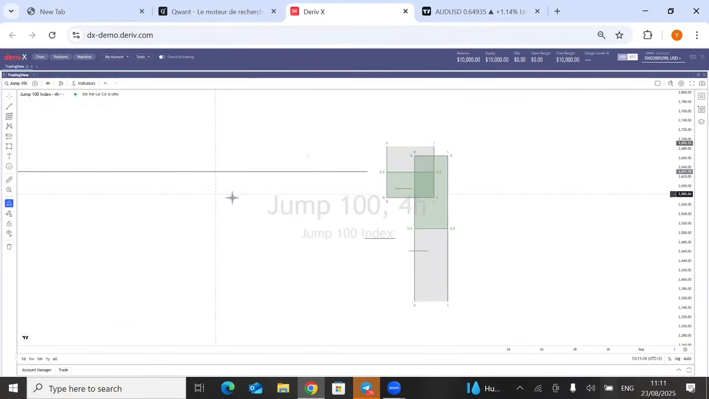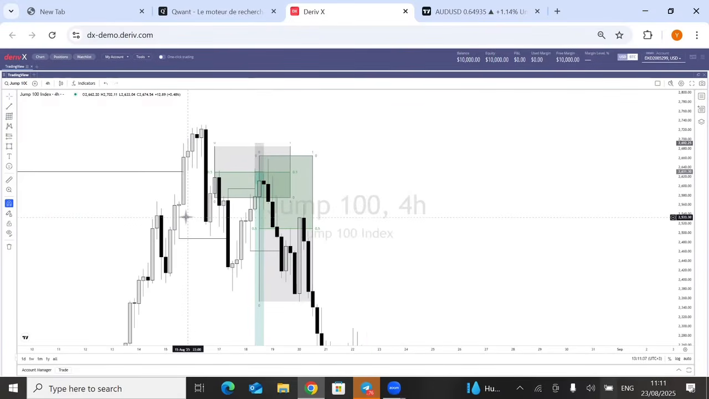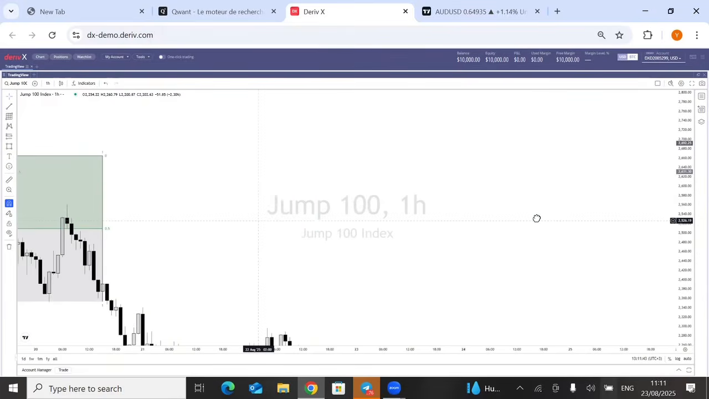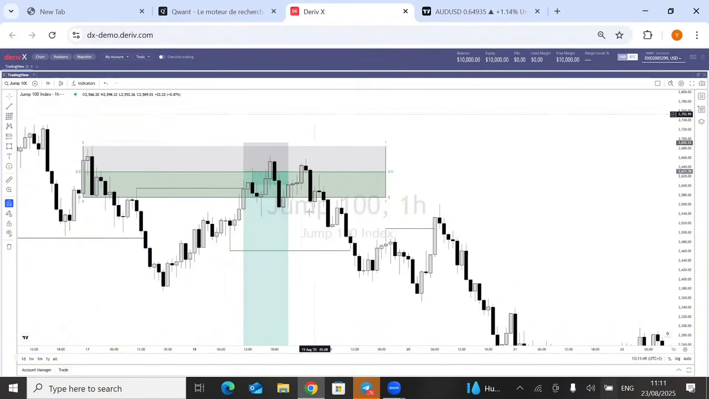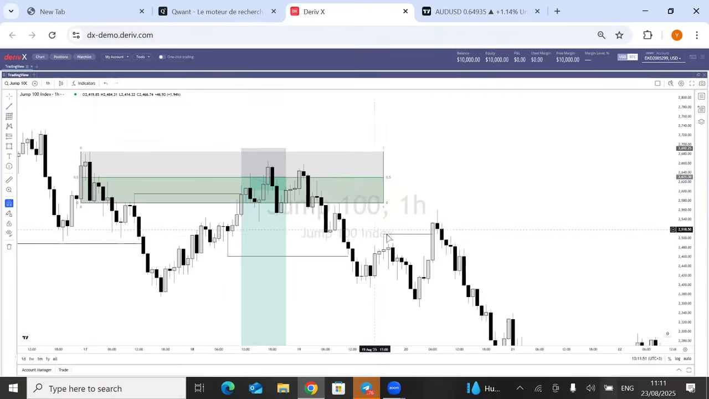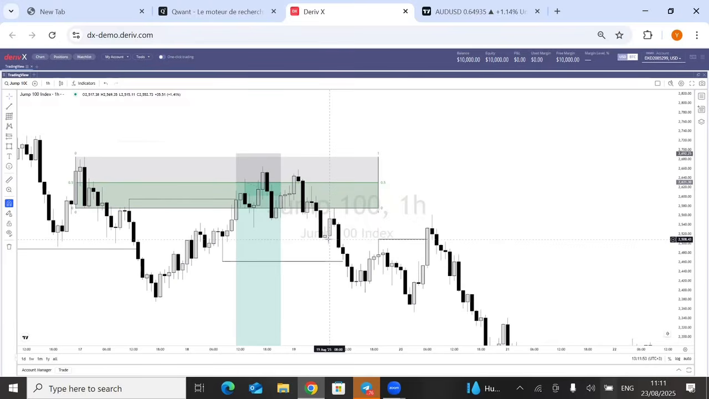We have a clear POI, a clear POI, no clear POI if we go higher. So here we stick to the 1 hour time frame. You can see on the 1 hour time frame we have liquidity here. If we take this off, we have liquidity, we took this off, and this is our order block here, or our supply zone, which is closer.